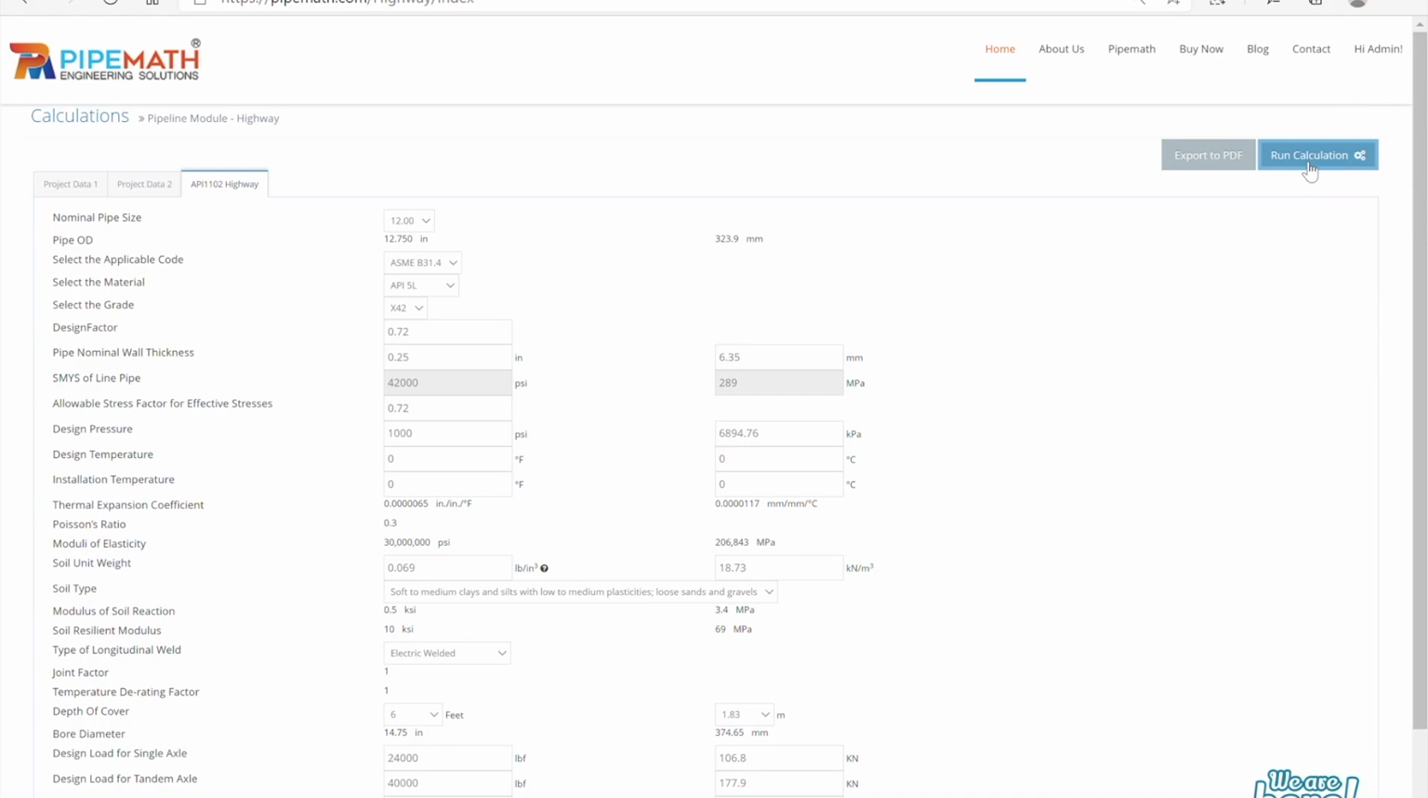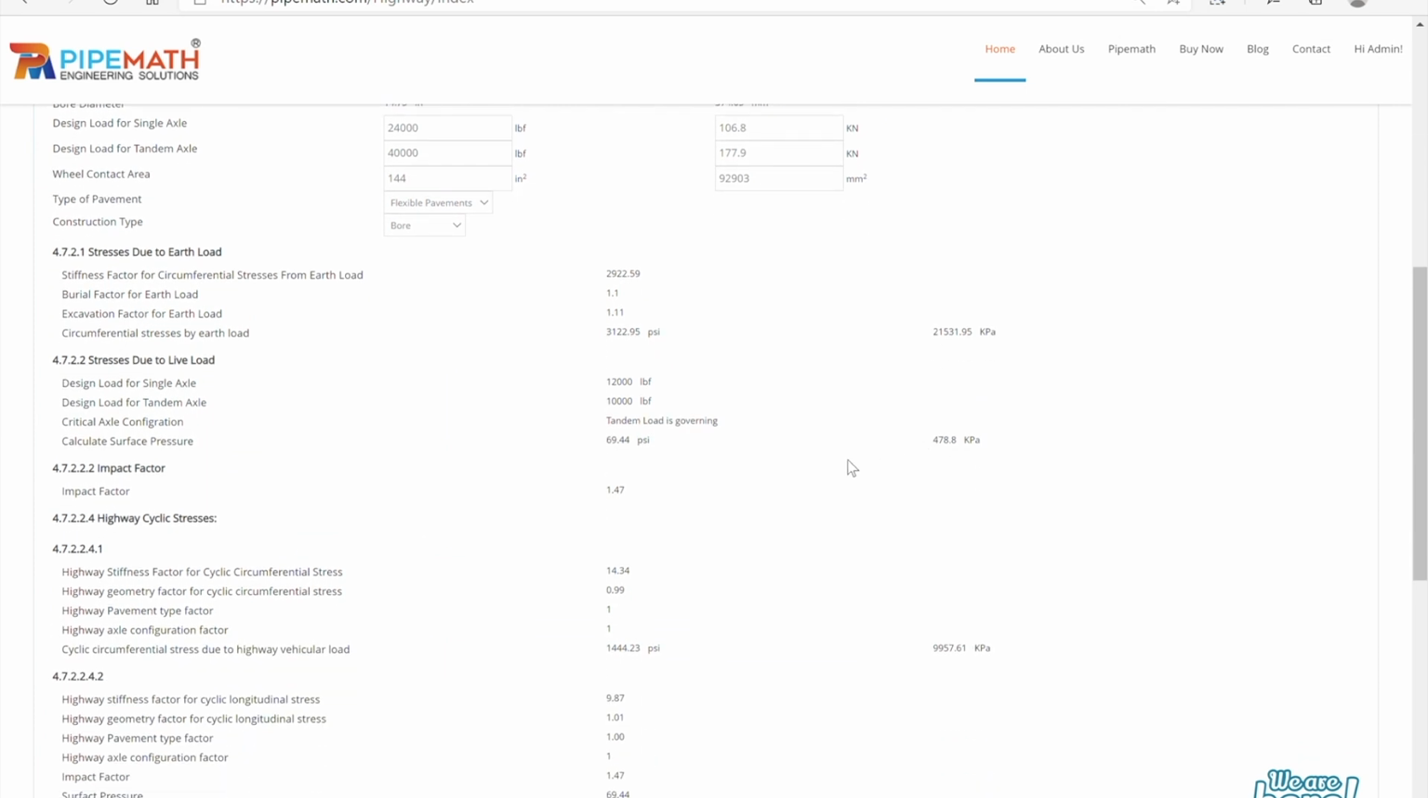So we'll run the calculations, and Pipe Math will calculate. You can see here the stiffness factor is calculated, burial factor, excavation factor is calculated, and circumferential stresses by earth load are calculated as well. Stresses due to the live load, again design load for single and tandem, and axial configuration: tandem loading is the governing case for us. And then surface pressure is 69.44 psi. Impact factor is 1.47.